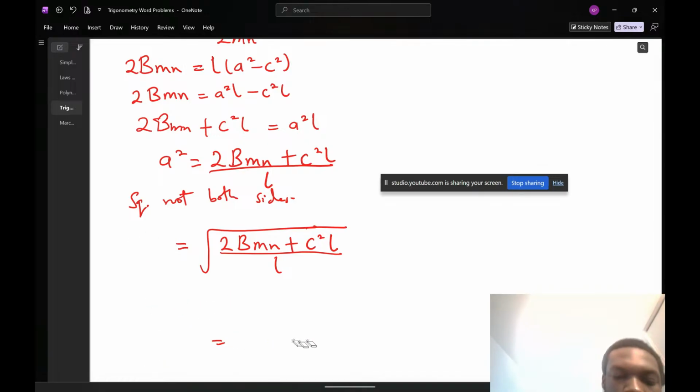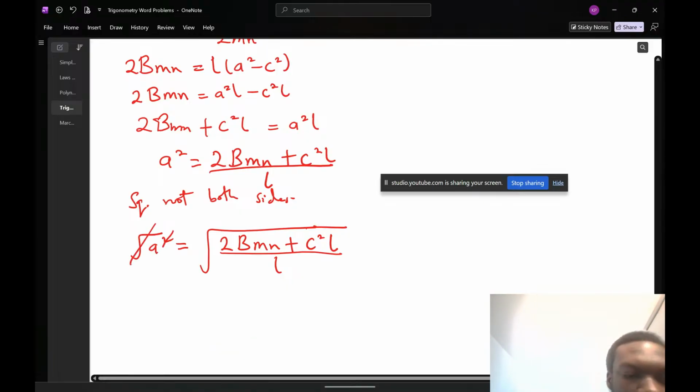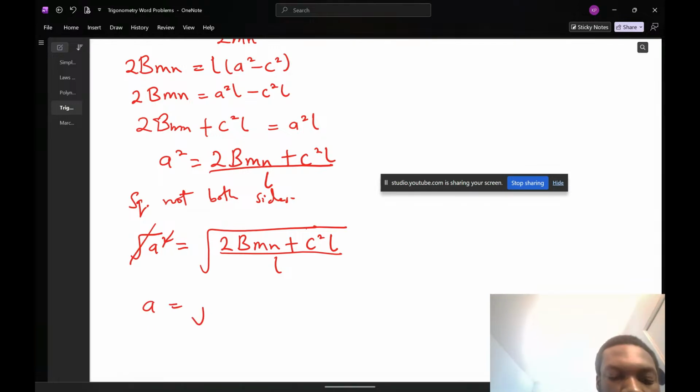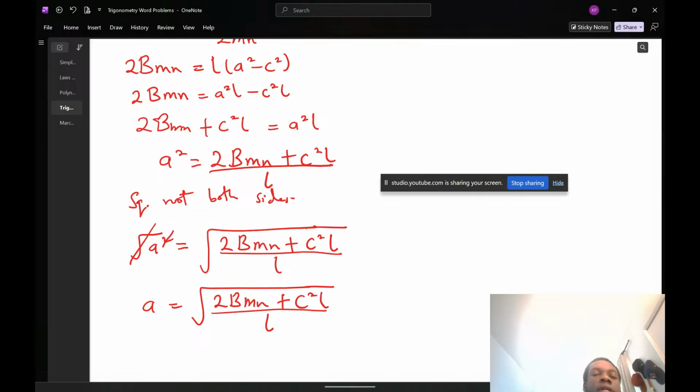So I'm going to continue now. So the square root of A squared, this square will cancel the square root. So the answer will be A is equal to the square root of 2BMN plus C squared L over L. So that would be it.